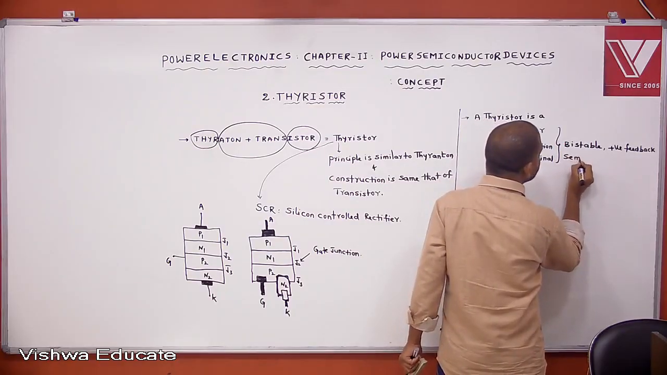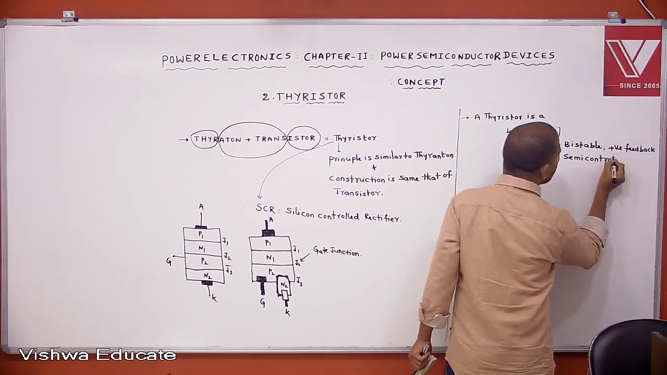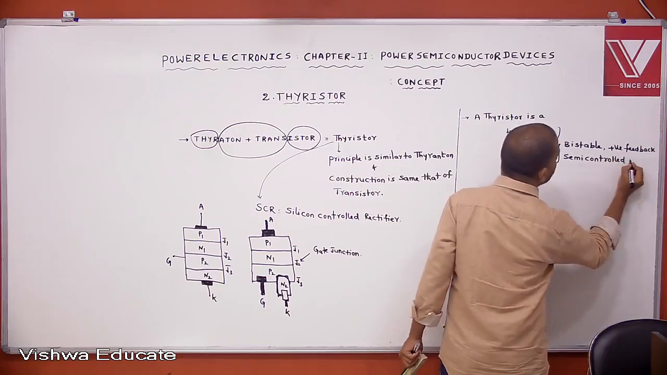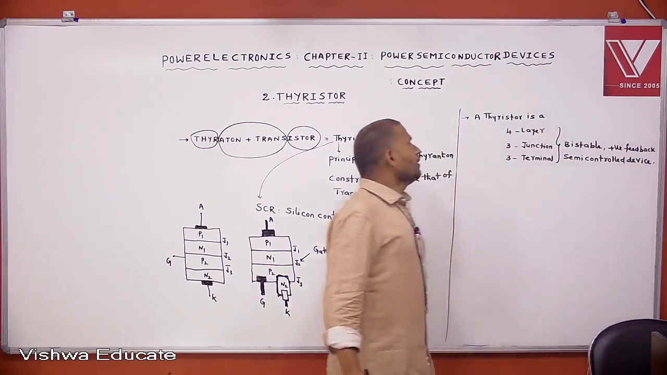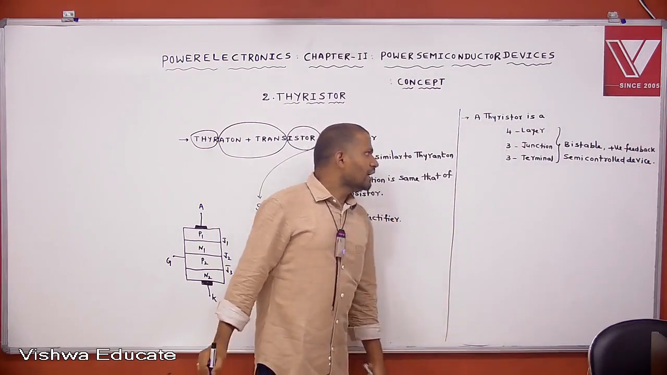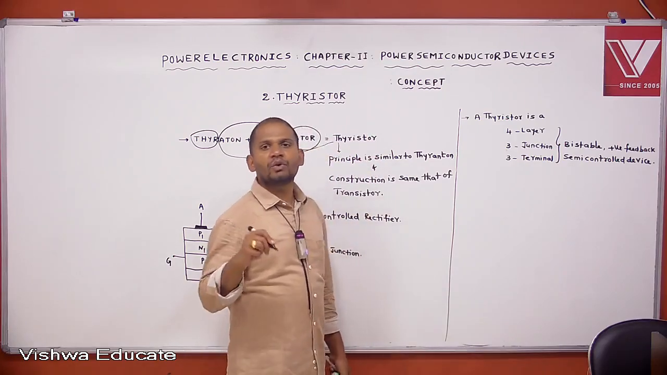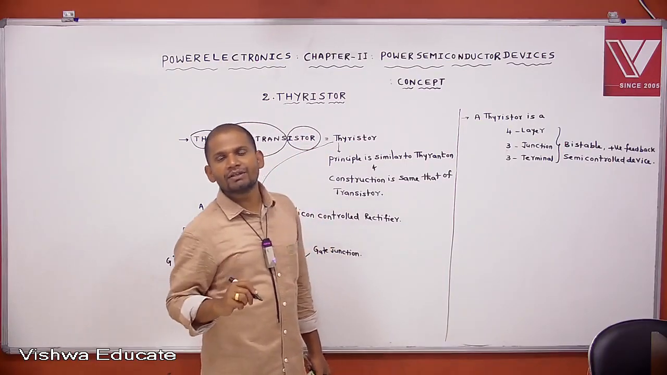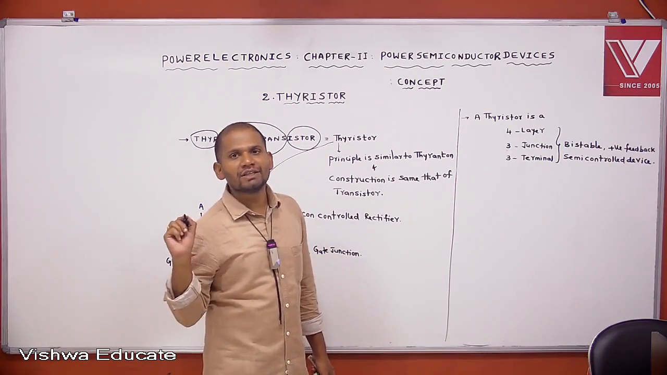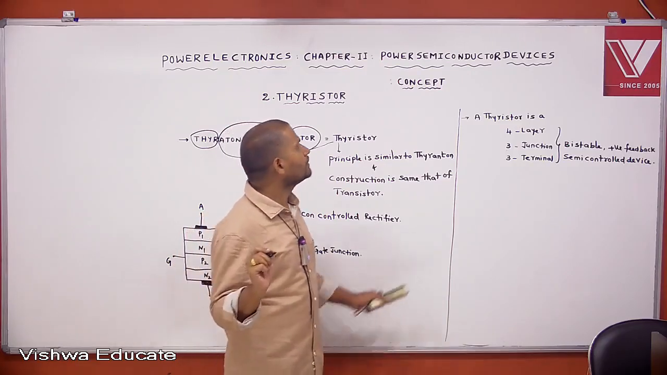Semi-controlled device. 4-layer, 3-junction, 3-terminal, bistable, positive feedback, semi-controlled device. Within the SCR, internally, during the operation, a positive feedback action exists. How it takes place, later I will give the proof also.